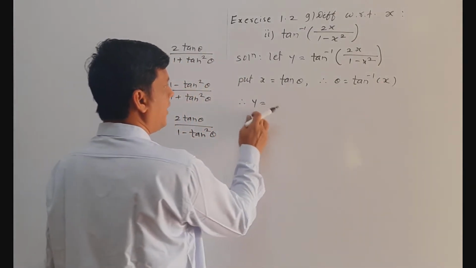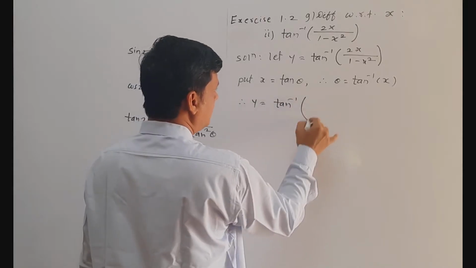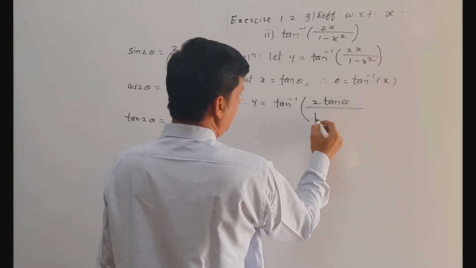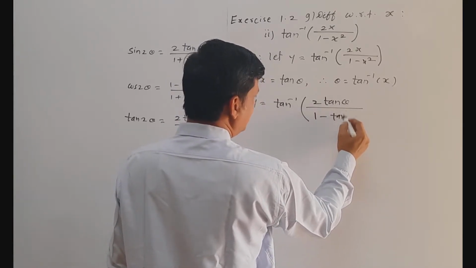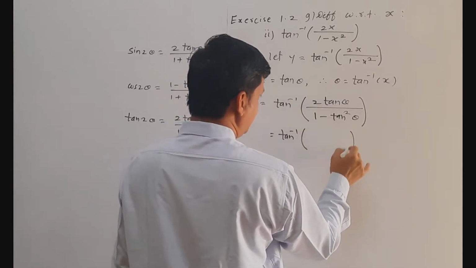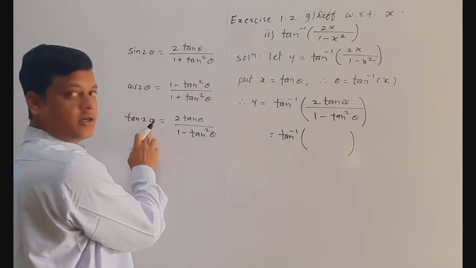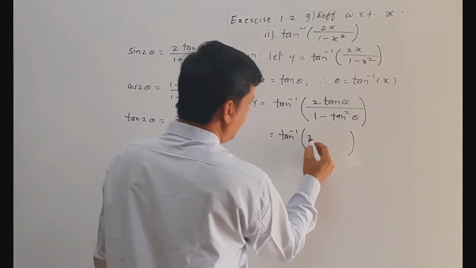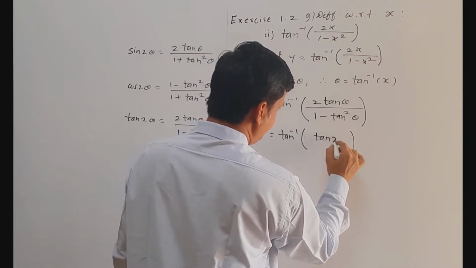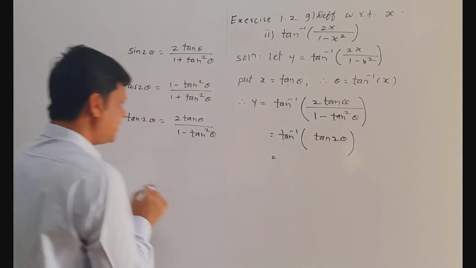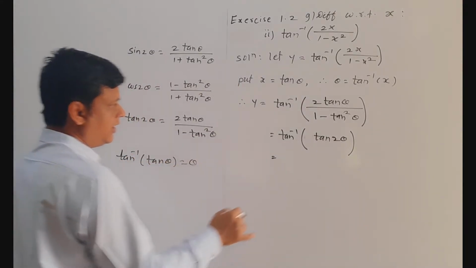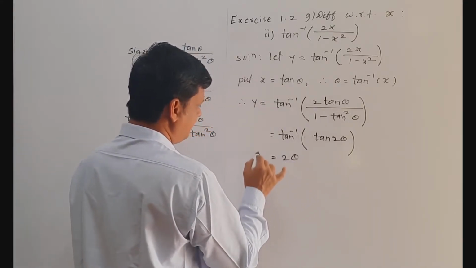So we write y equals tan inverse of, writing x as tan theta, we get in the numerator 2 tan theta, in the denominator 1 minus tan square theta. So write tan inverse as it is, and we write this bracket, 2 tan theta upon 1 minus tan square theta, as tan 2 theta. So tan inverse tan gets cancelled by the property tan inverse of tan theta equals theta. So we write this as 2 theta.